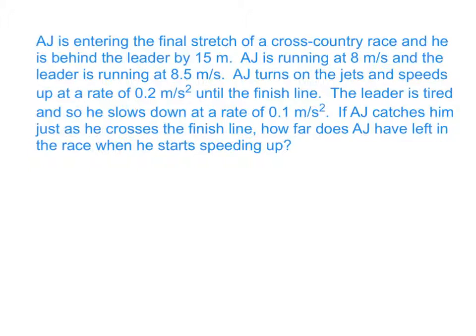If AJ catches him just as he crosses the finish line, how far does AJ have left in the race when he starts speeding up? So let's draw out this diagram. We have AJ, who's running, and then runs faster, while the leader is running fast and then starts running slower.